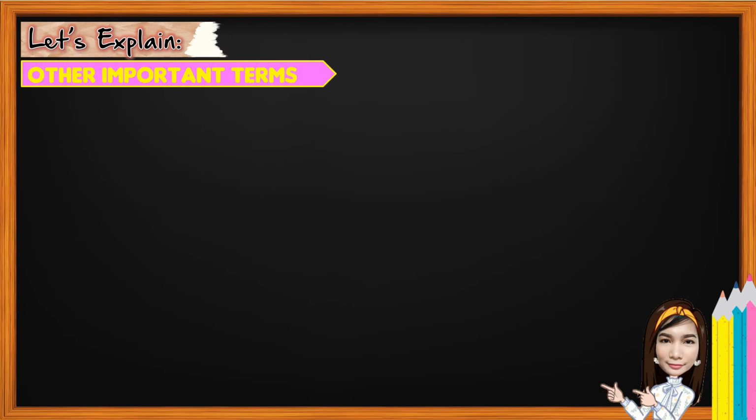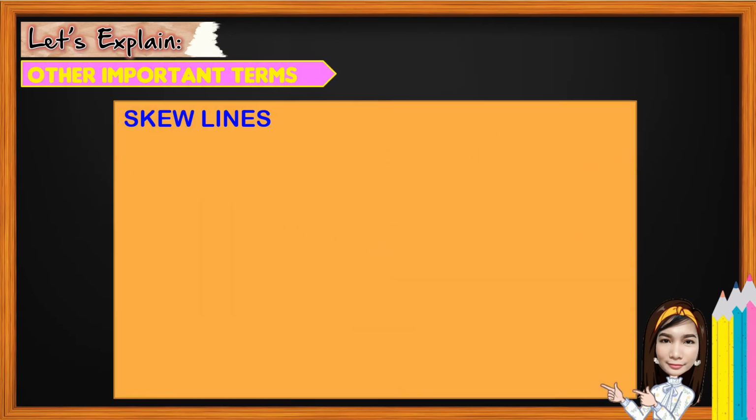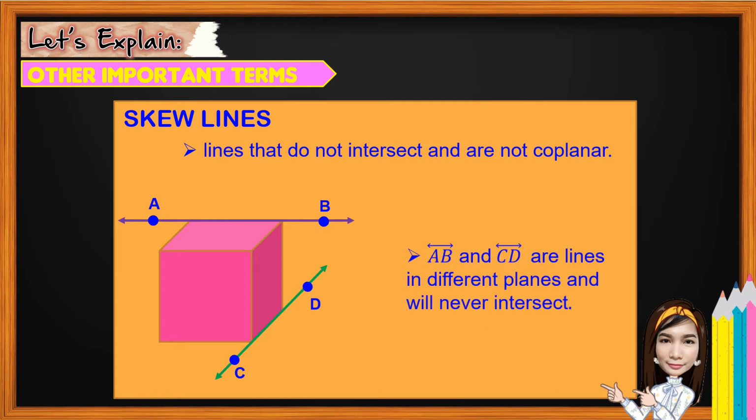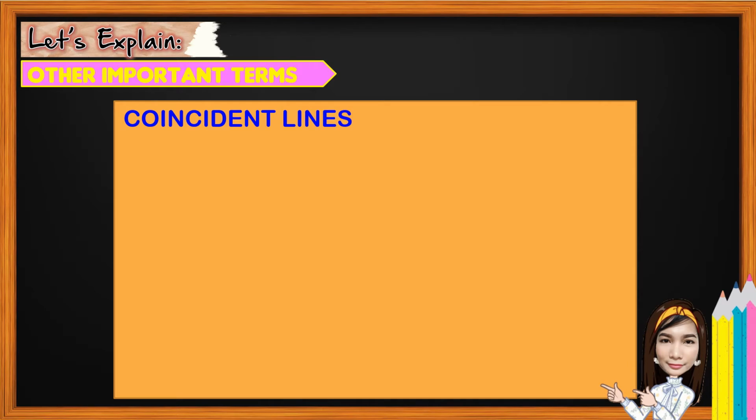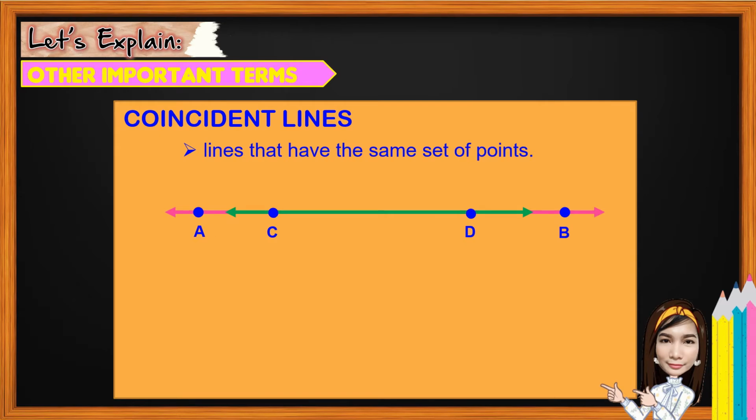Now, we also have other important terms like skew lines. These are lines that do not intersect and are not coplanar. Given the figure, we can say that line AB and line CD are lines in different planes and will never intersect. Therefore, line AB is skew to line CD. Another is the coincident lines. These are lines that have the same set of points. Given the figure, we can say that line CD is coincident with line AB.